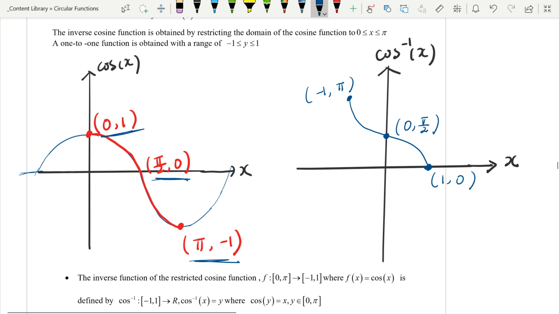I will show you how to sketch the more complex one, but that's what you need to remember first. Okay, so the basic shape and the basic 3 points. The original, most original 3 points, that's the 3 points we have.